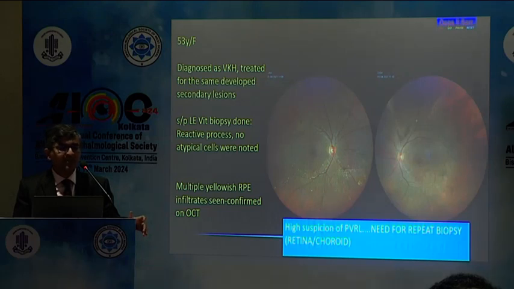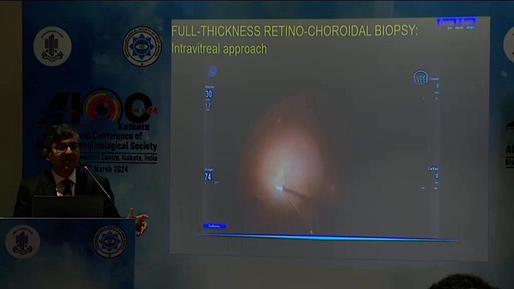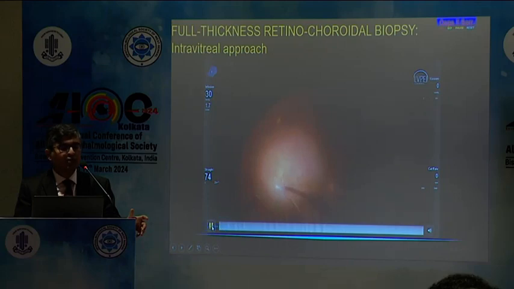So in this case, I couldn't do a vitreous biopsy because multiple vitreous biopsy attempts were already done. So I'm sure that I'm not going to get anything from the vitreous specimen. So I directly went and did a full thickness retinal corridor biopsy. So this is the video which just shows how we do retinal corridor biopsy.